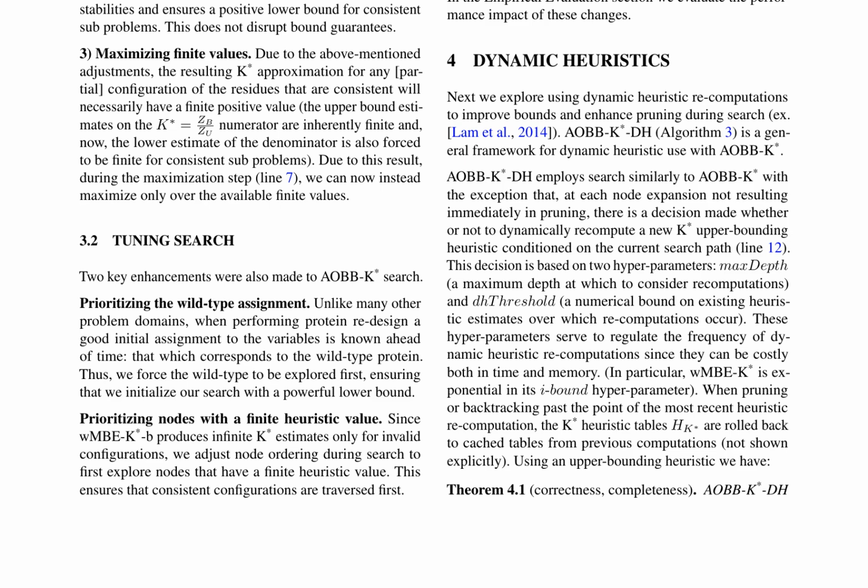The third enhancement, dynamic heuristic recomputations, is implemented in the AOBB-K DH algorithm. This approach allows for recomputing K upper bounding heuristic conditioned on the current search path at each node expansion, but only if certain conditions are met, such as not exceeding a specified maximum depth or heuristic estimate threshold. This helps regulate the frequency of these costly computations and ensures that K heuristic tables are rolled back to previous computations when backtracking. The AOBB-K DH algorithm is proven to be correct and complete, as stated in Theorem 4.1.